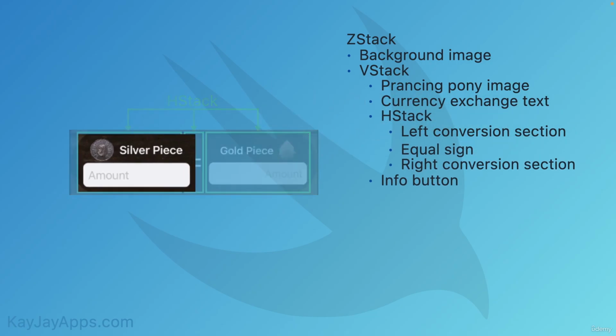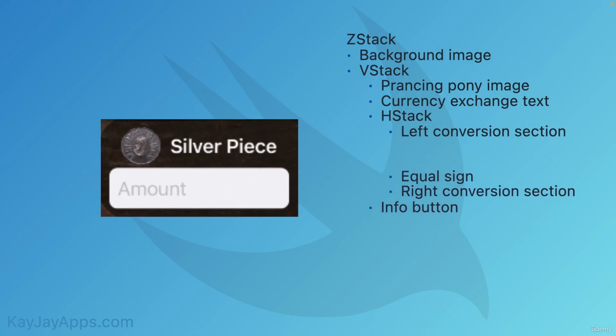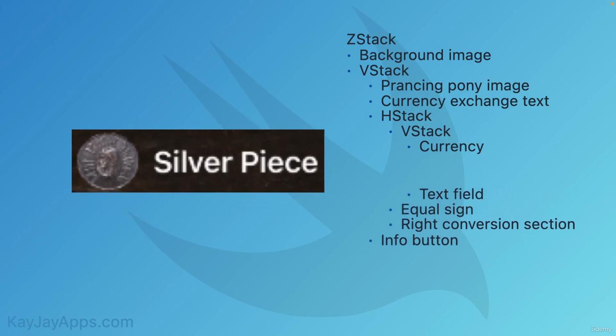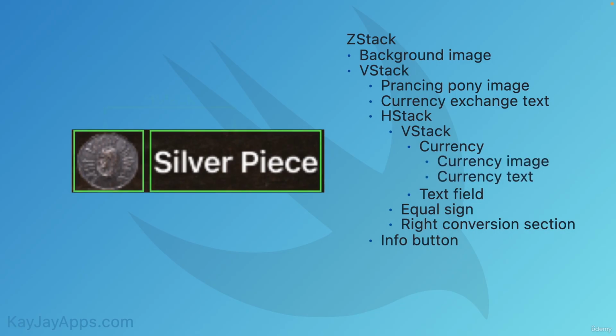Now let's zoom in again and focus on just one of these sides. So we've got our currency up here, then our text field right underneath. That's another VStack. Now just one more time. If we zoom in and look at just this part here, we can see that we need to horizontally stack this image and this text.